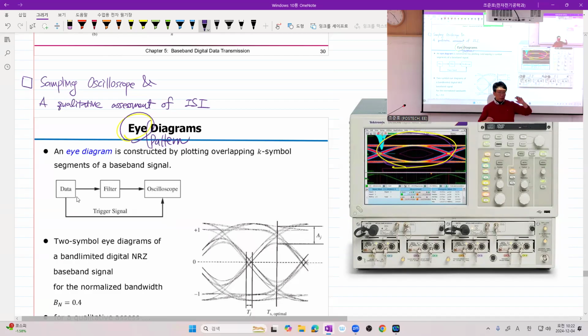You have a digitally modulated signal with, for example, the symbol rate known. What you do is that you connect that signal to this digital oscilloscope, and you set the sweep rate as a fraction of this symbol rate. Then, for example, if your sweep rate is equal to the symbol rate, then you have one period of observation.